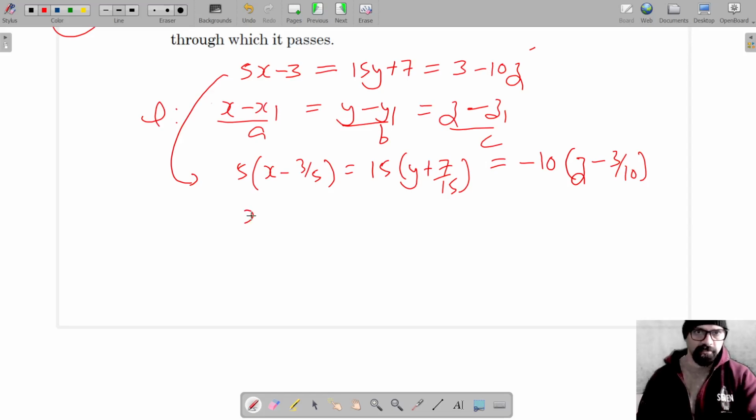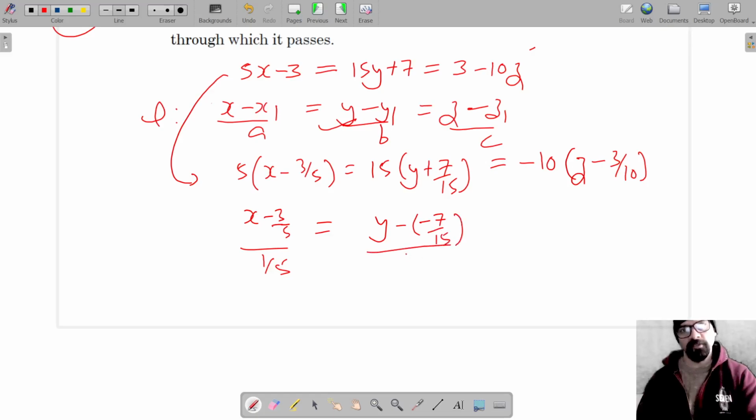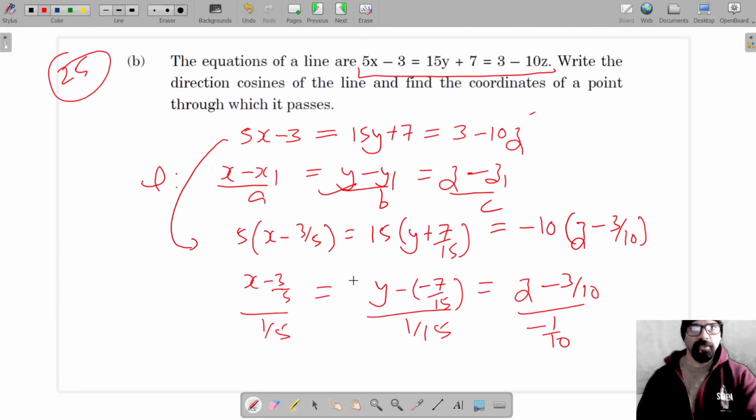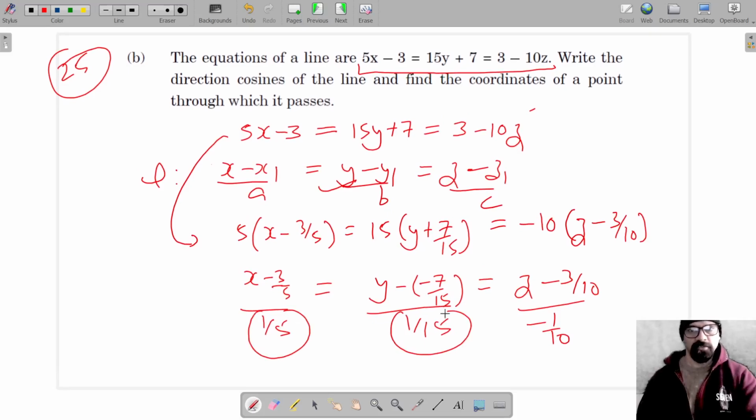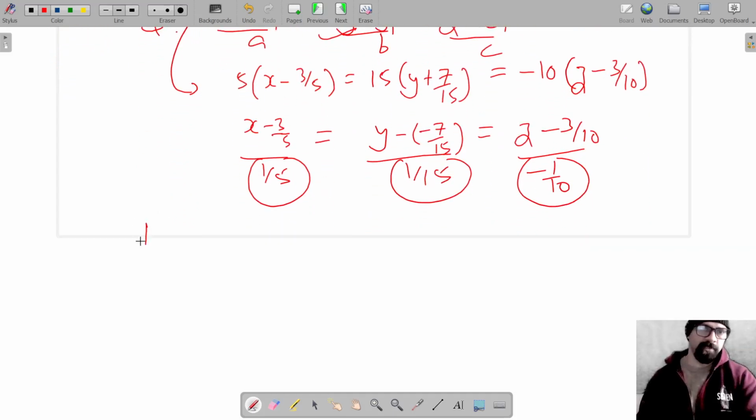Okay, so I can write this as x minus 3 by 5 upon 1 by 5 is equal to y, this to be in the standard form, so y minus of negative 7 by 15 upon 1 by 15 is equal to z minus 3 by 10 upon negative 1 by 10. Okay, so now we have the direction ratios. These are the direction ratios. So the direction ratios of the line are 1 by 5, 1 by 15, negative 1 by 10.